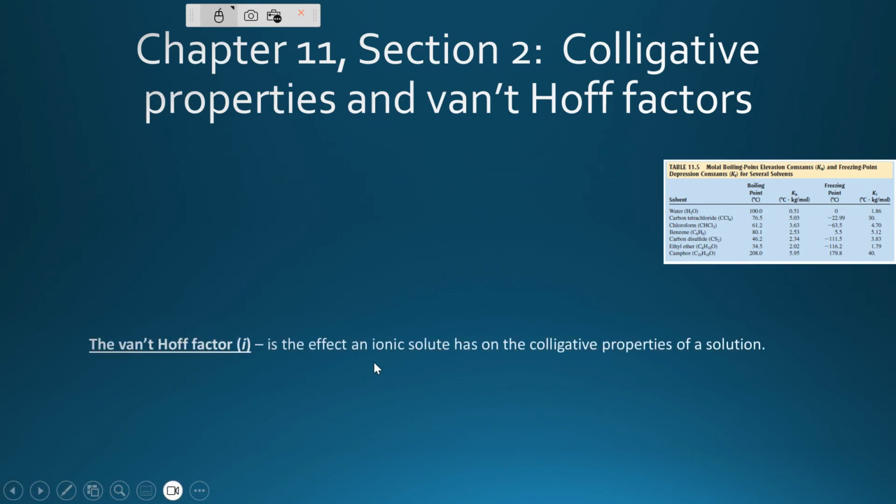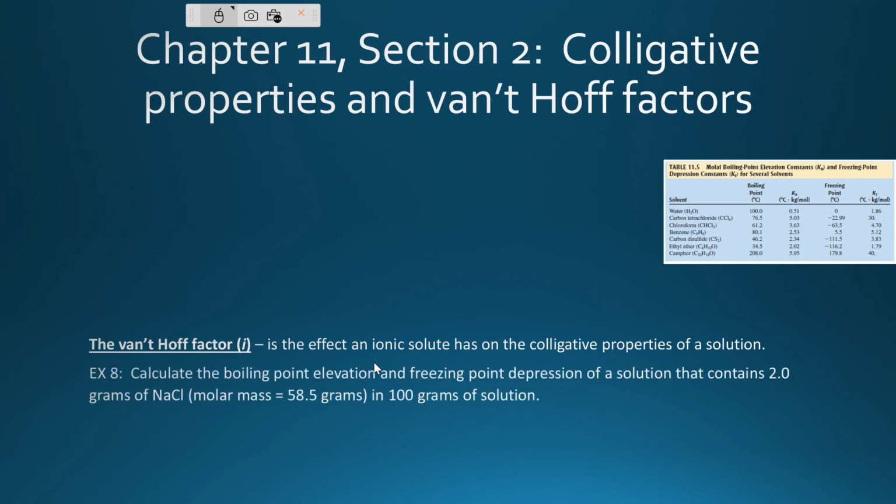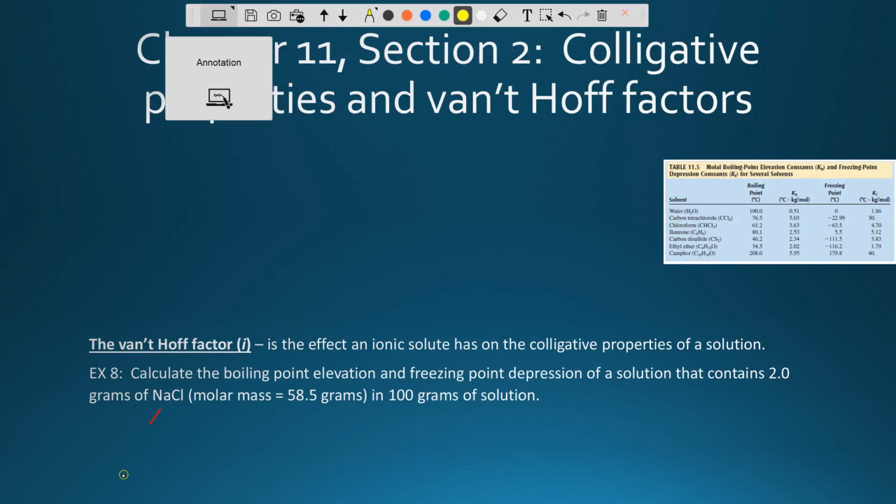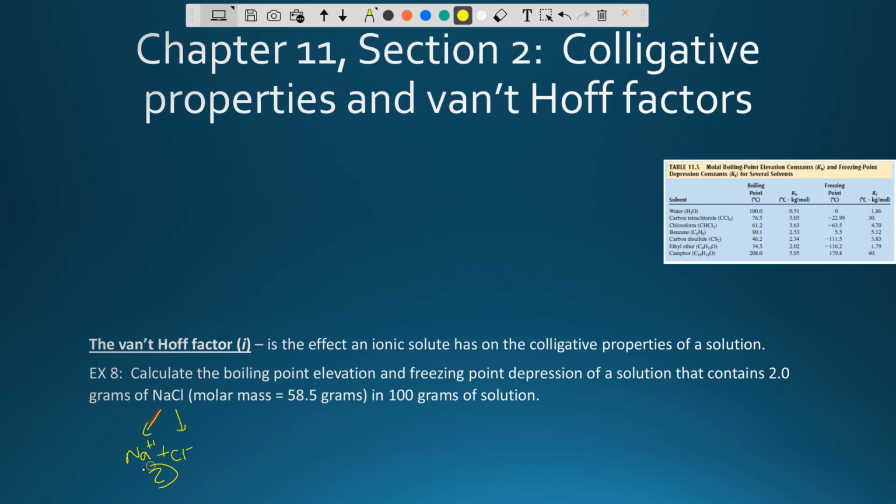Now, what does it look like when I include my van't Hoff factor if I have an ionic compound? An example of an ionic compound, it just has a metal in there, so I'd have sodium chloride. Sodium chloride will dissociate into the sodium ion and the chloride ion. And notice it's a 1-to-1 ratio there, so that will act as 2 particles. Once again, I have 100 grams of solution here, so I had 2 grams of salt and 98 grams of water.